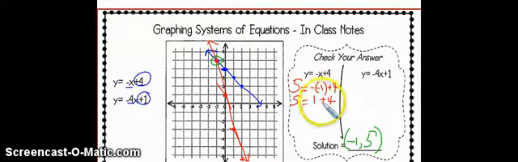So does 5 equals 1 plus 4? Absolutely. 5 does equal that. 1 plus 4 is 5. 5 equals 5. Checks out. Try this one over here. Once again, value of y was 5.